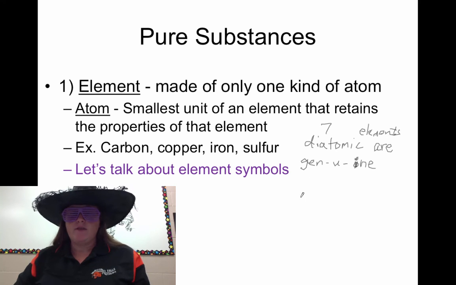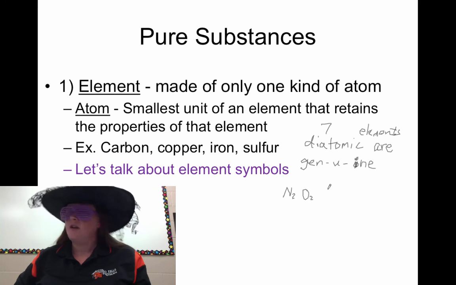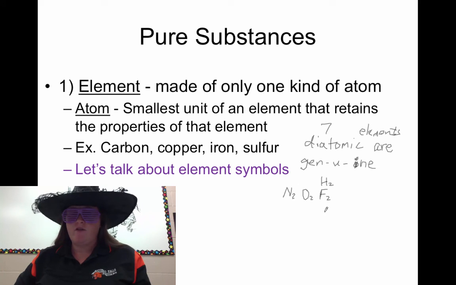And these diatomic elements include, I have to look at the periodic table so I get them in the right order, nitrogen, which is N2, oxygen, which is O2, fluorine, which is F2, hydrogen, which is H2. Again, on the periodic table I gave you, the hydrogen is located in 2 spots. One spot is above the fluorine. Beneath the fluorine we have chlorine, which is Cl2, bromine, which is Br2, and iodine, which is I2.